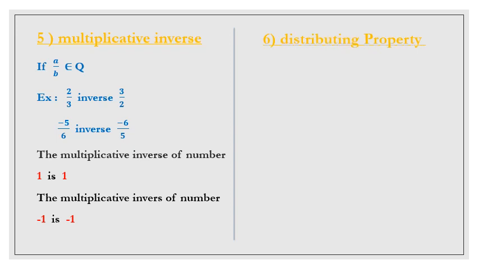Okay? Number 6, distributive property. What is the meaning of distributing? Distribute the rational number to each of the numbers. A by, with brackets, B plus C equals. Now we see two operations, multiplication and addition. So the distributive property gives A by B plus A by C. For example, B plus C by A, then B by A plus C by A. Two operations, adding and multiplying.